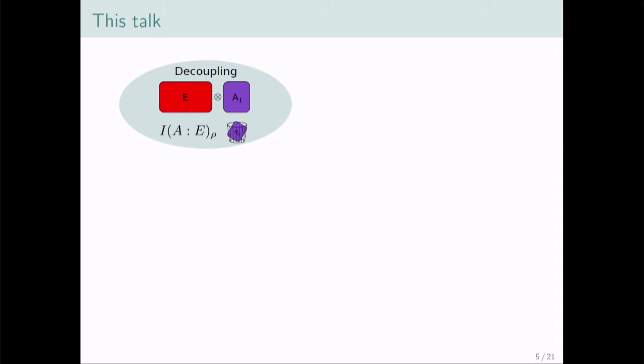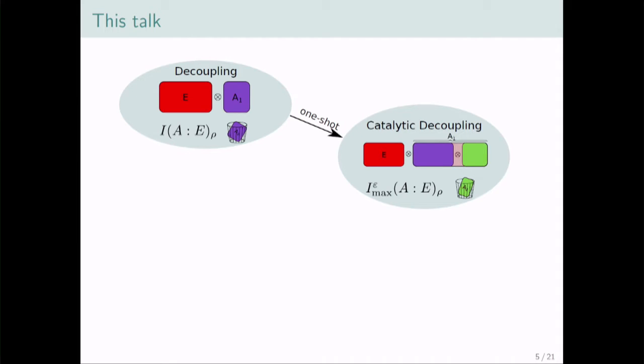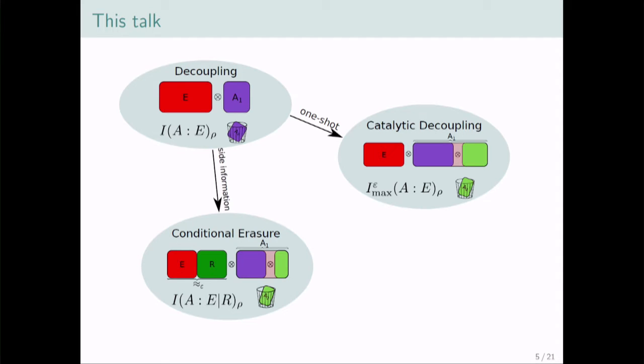So this was the introduction to decoupling and erasure of correlations, and now I want to continue by generalizing these paradigms in 2 ways. So first I want to present a one-shot generalization of this, which we call catalytic decoupling, and here this quantum mutual information, this familiar quantity, is replaced by a one-shot version of it, which is called the max mutual information.